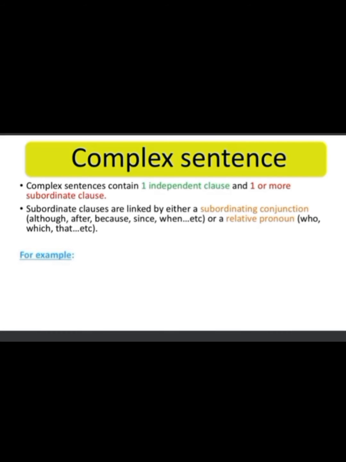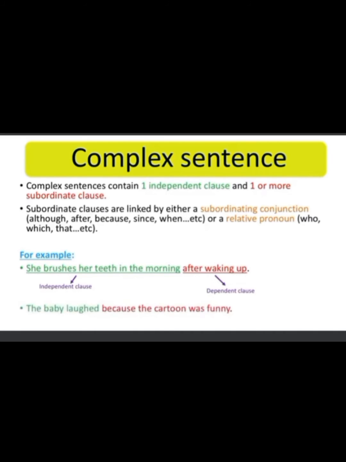Examples of complex sentences include, she brushes her teeth in the morning after waking up. As you can see, we have our independent clause, which can make sense on its own as a separate sentence, and then the dependent clause, which is after waking up. This wouldn't make sense on its own as a sentence. The baby laughed because the cartoon was funny.